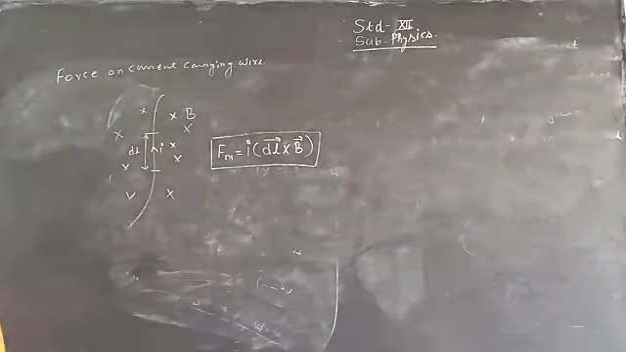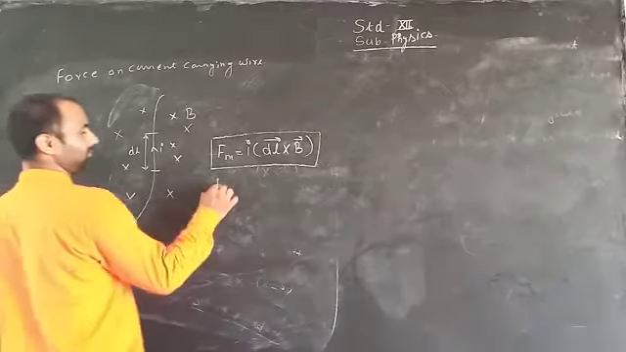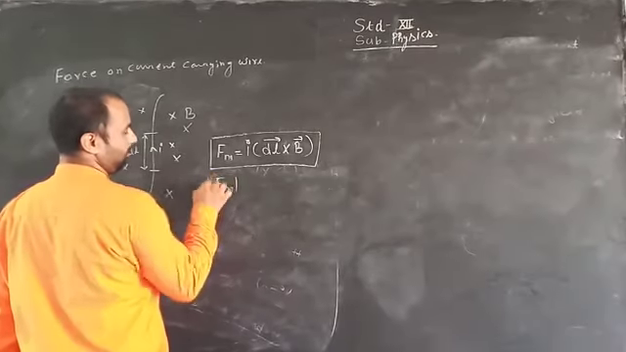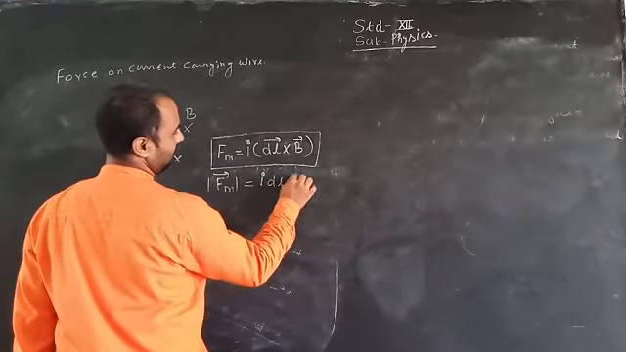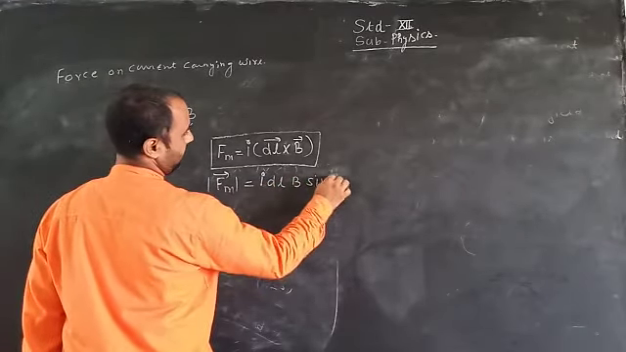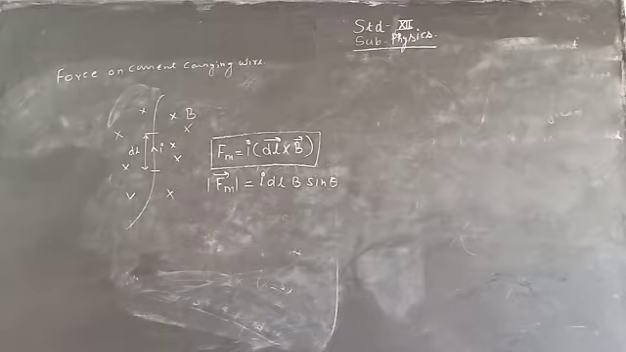Now this is the vector form actually. So we have to see how the scalar format is acting here: the magnitude of this is equal to I dl B sin theta. Because the cross product is opened in terms of sine, and the dot product is opened in the cos values.